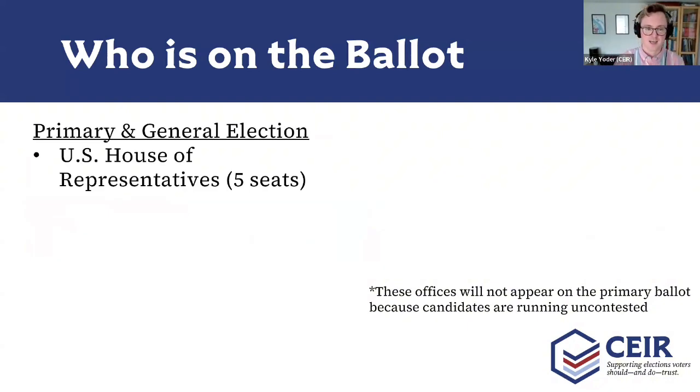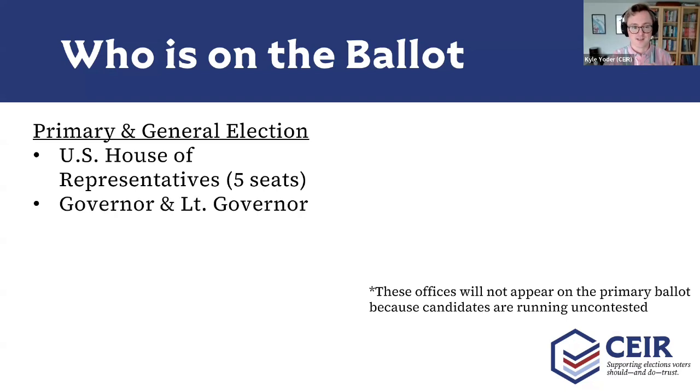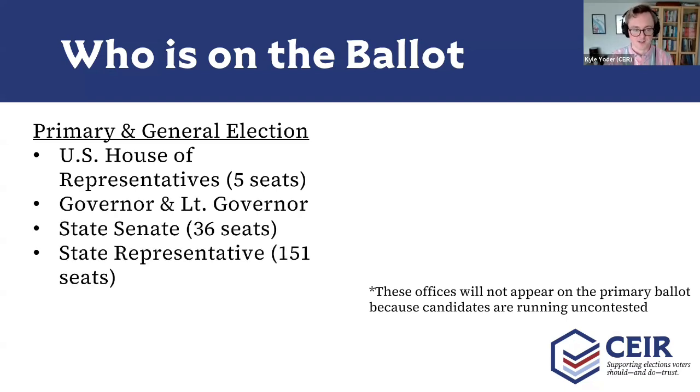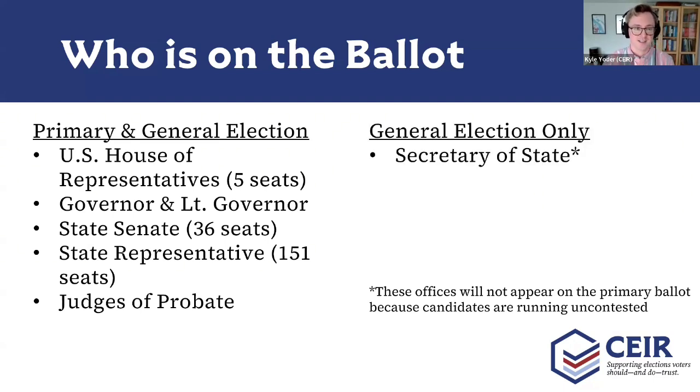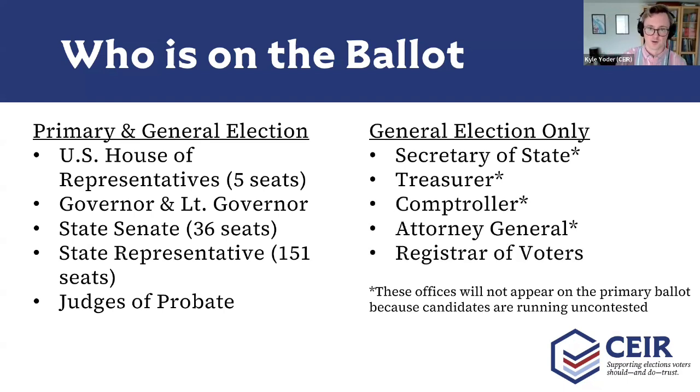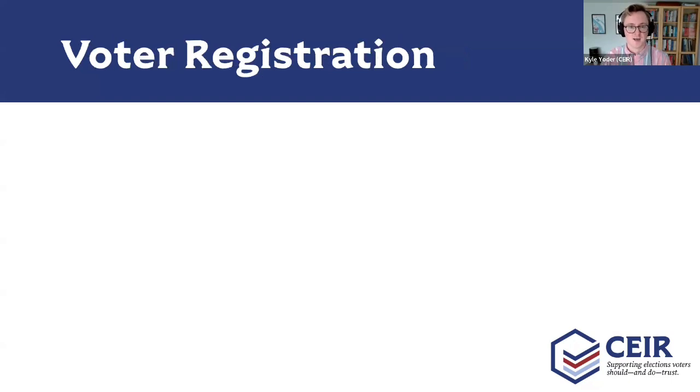In terms of what to expect on their ballot once they get to the polling place, in the primary and general election, we have races for the House of Representatives, governor and lieutenant governor, state senate, state representatives, judges of probate. At the general election only, folks should expect to see the Secretary of State, Treasurer, Comptroller, Attorney General, and Registrar of Voters on the ballot. Those races with asterisks under general election only are appearing on the general election only this year because they are running uncontested in their primaries. In a normal year, you might expect them to see them both, but voters should not be surprised if they don't see them on their primary ballot this August.